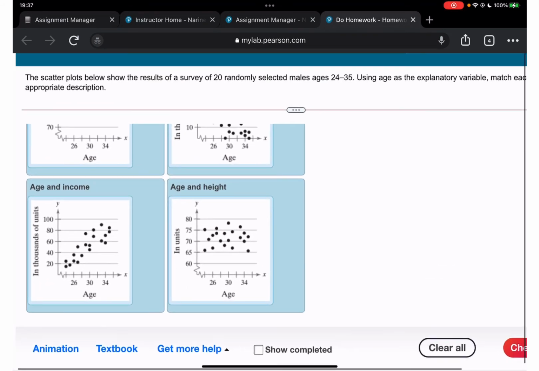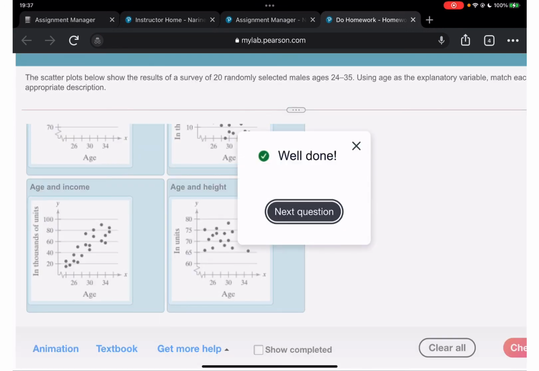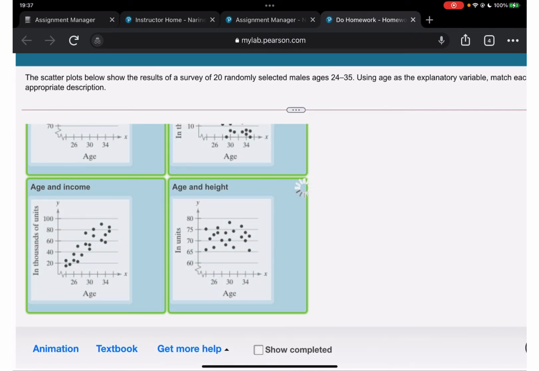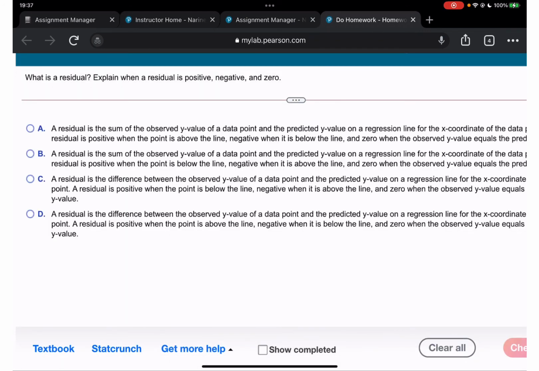Can we check it? I can't believe it. We made it on this iPad. Next. So, what is residual?